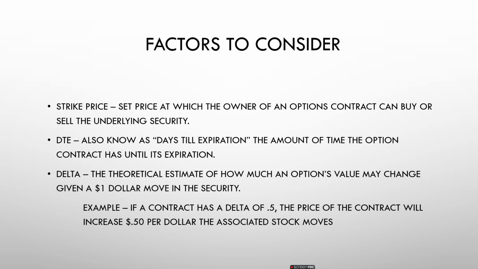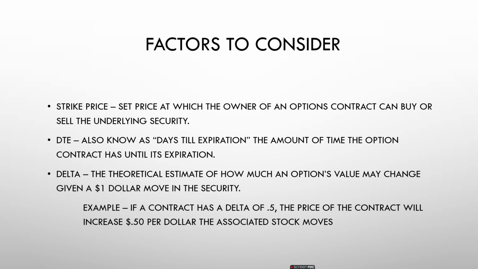Well, for example, if the contract has a delta of 0.5 or 50 cents, the actual price of the contract will increase 50 cents per dollar the associated stock moves. So say a stock moves $10 a share, goes from 100 to 110. Your contract that you purchased actually increases 50 cents per share.